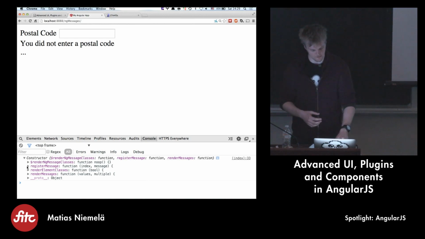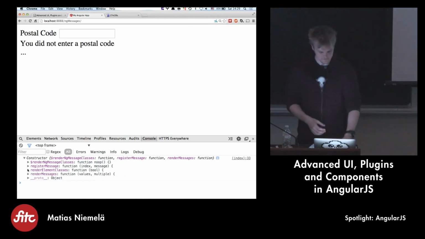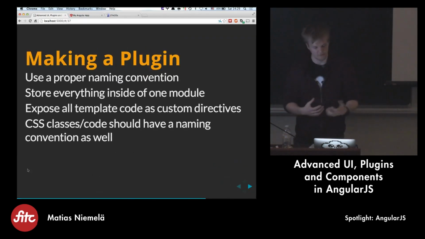So for example, there's the register message. I can render the element classes on them. These are all things that NgMessages uses internally. So this is kind of what I mean by making a plugin work in this way. When you have a proper naming convention and you store everything inside of one module, it's very easy to extend and hop into. Everything's a custom directive, and you use these tricks to expand and build the layout for you. And then the CSS obeys, then you have a really good plugin.